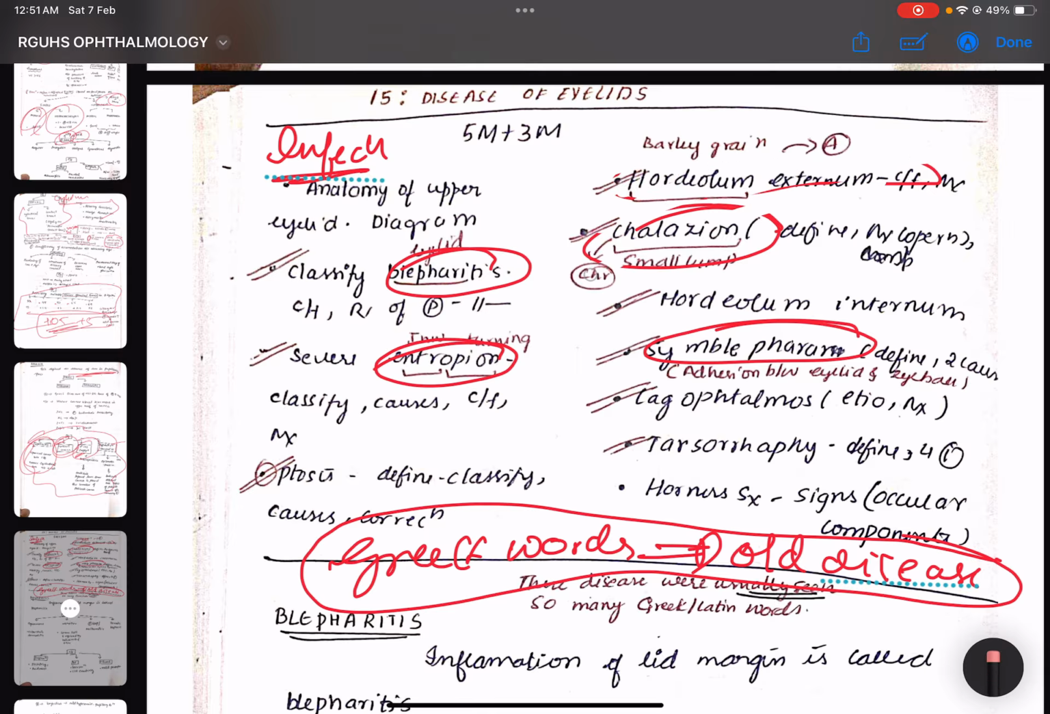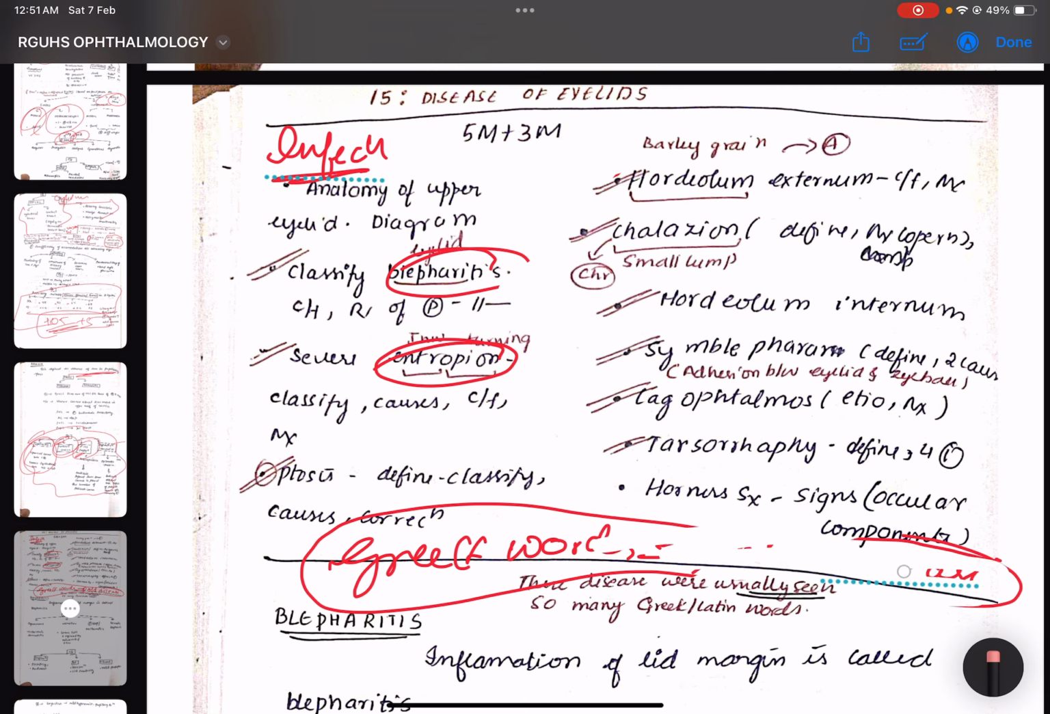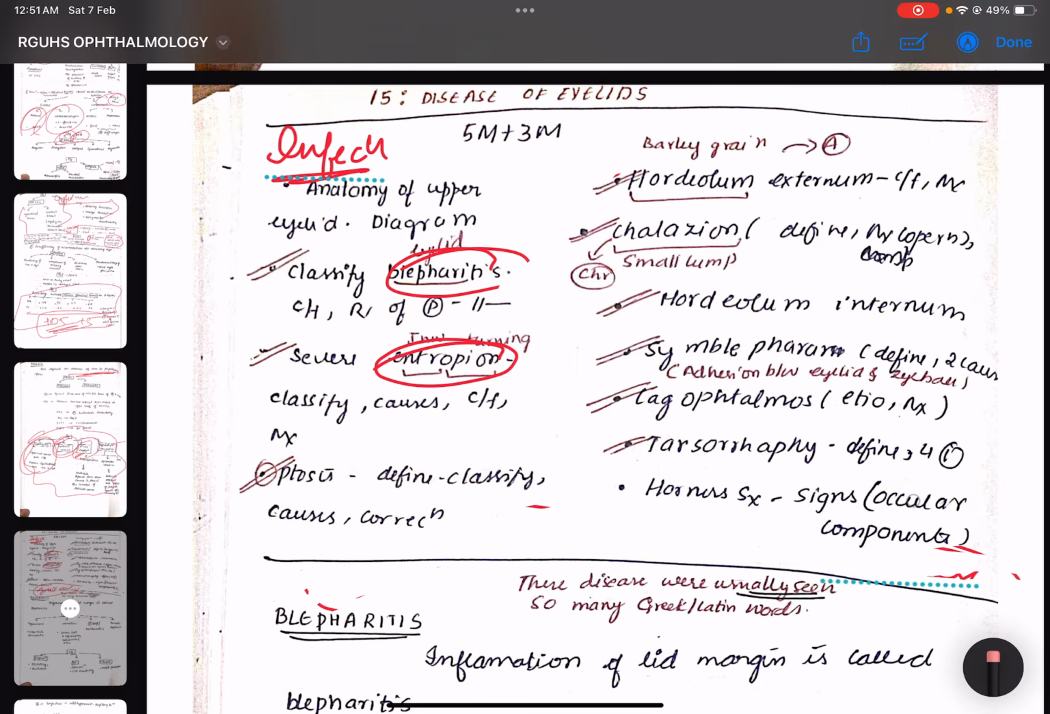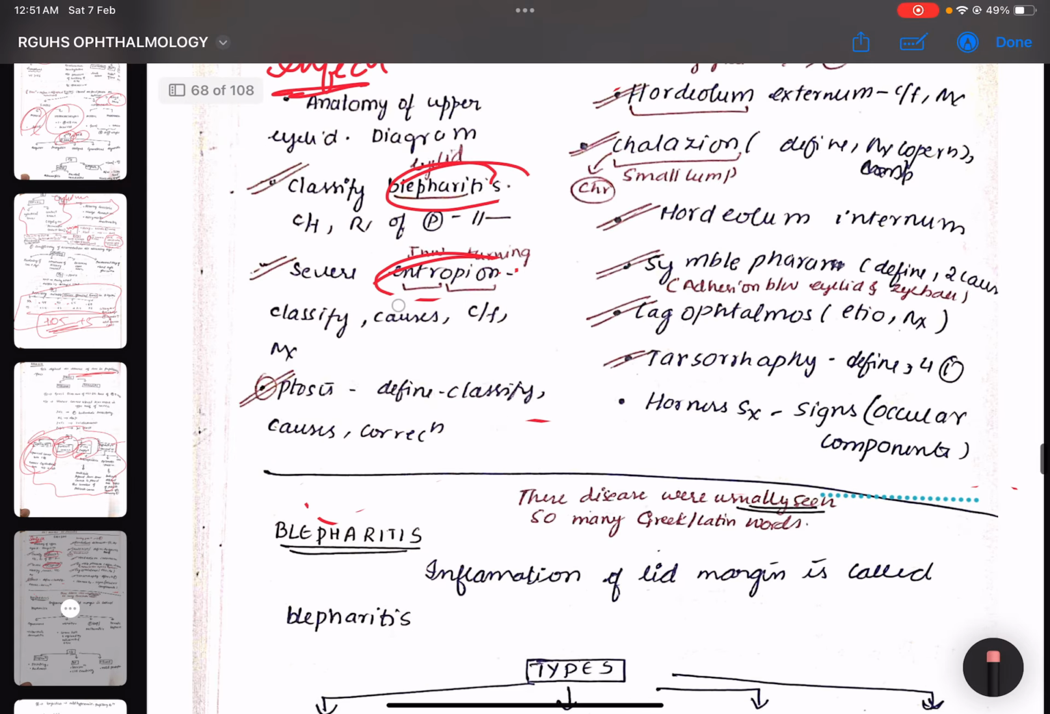So firstly we'll know what all the names mean. What does chalazion mean? Chalazion means small lump. What does hordeolum mean? Barley grain. What does blepharitis mean? That is the eyelid getting inflamed. Okay, what does entropion mean? That is inward turning of your eyelashes. Okay, so now you have the etymological meaning. So now we will go and dive and discuss it again.